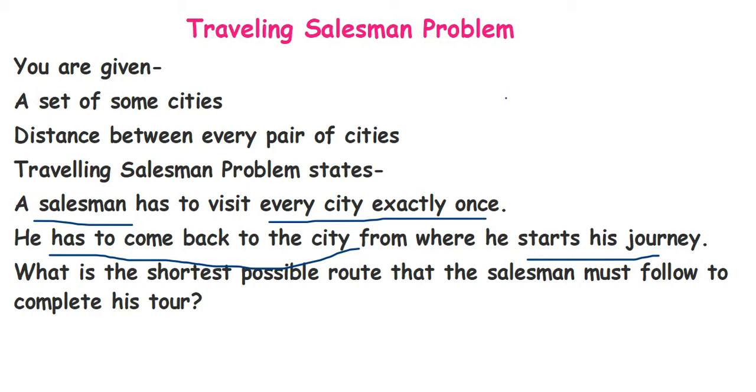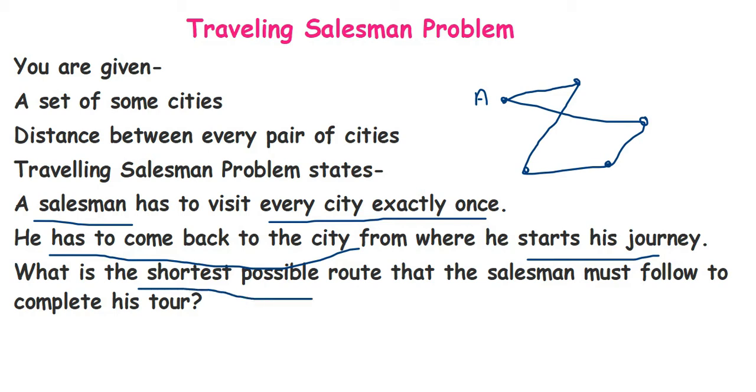Okay, so suppose you have around five vertices, let me name them as cities. So this is my vertex A. A traveling salesman has to travel to all the cities and then return back to A. This is what is meant by the traveling salesman problem. So what is the shortest possible route that a salesman must follow to complete this tour?